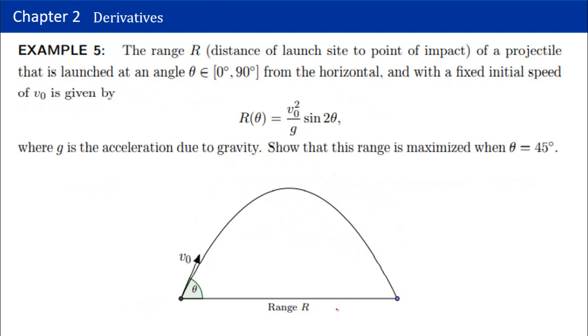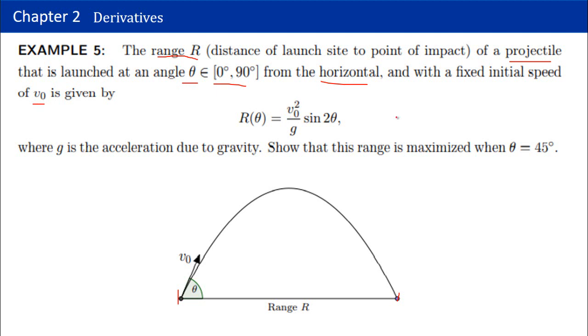The range R, ang range R dito is the horizontal distance. This is the distance dito galing hanggang yung bato na ating tinatapon ay babagsak sa lupa. Distance of launch site to point of impact of a projectile, so itinapon natin siya pataas, that is launched at an angle theta. So, ang theta natin is from 0 to 90 degrees from the horizontal and with a fixed initial speed of v sub o. Ang ibig sabihin nitong v sub o is, it means gaano siya kabilis. So, that is v sub o, that is the speed, and that is our initial velocity. This is squared.